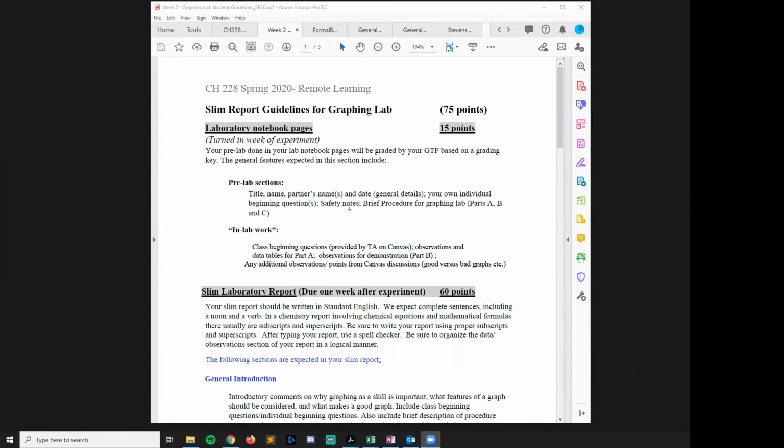I don't know if you have already found or looked at this document. I believe it is posted under your modules, under the week 2 modules. I think it's called Graphing Lab Student Guidelines. This week you're not doing a full lab report. You're only doing a slim lab report, and there isn't a really systematic way to do the slim lab reports because sometimes they change the requirements. My best suggestion is to look at these documents every single time, or ask me if there's no document posted, what specifically the expectations are.